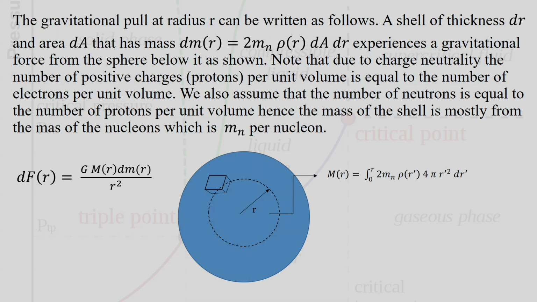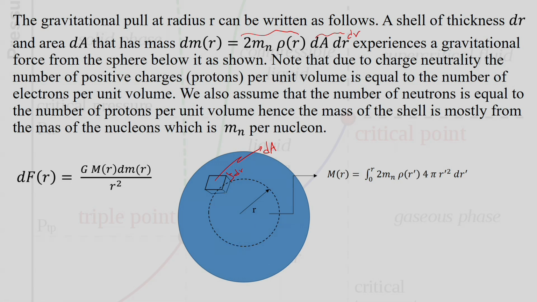So, imagine you have a small area like this. This is my dA and this is my dr. So, I have a volume dA times dr, and this volume is experiencing a force. This volume contains this much mass. I will have to say what all this is. This is clearly the volume dV. This is how much volume there is in this small box that I have drawn.